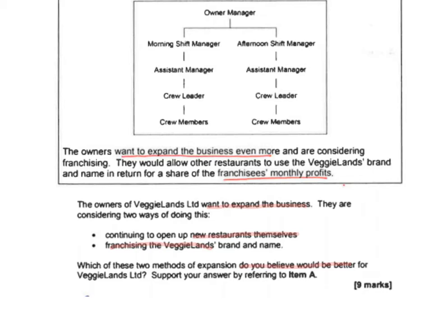And you need to explore why it'd be better for Veggielands. Not any other business, but Veggielands. And the only way you can do this is by looking at the case study and applying it to the case study to get your examples.